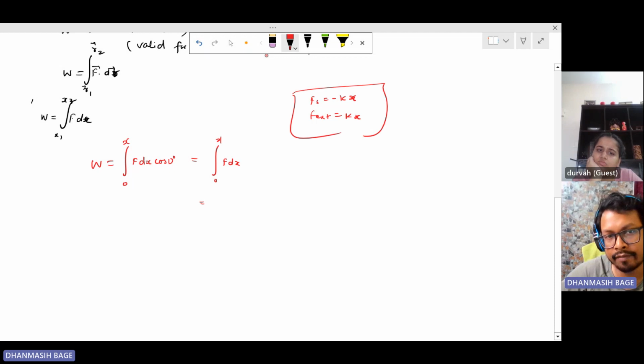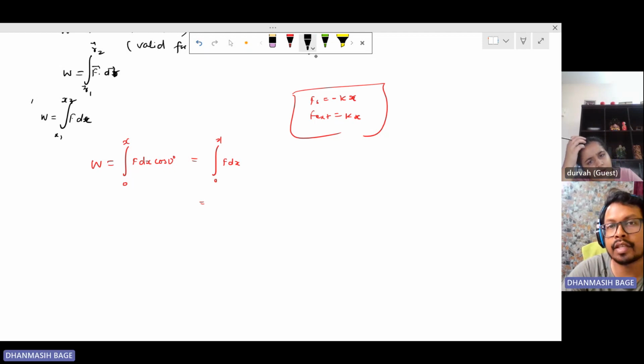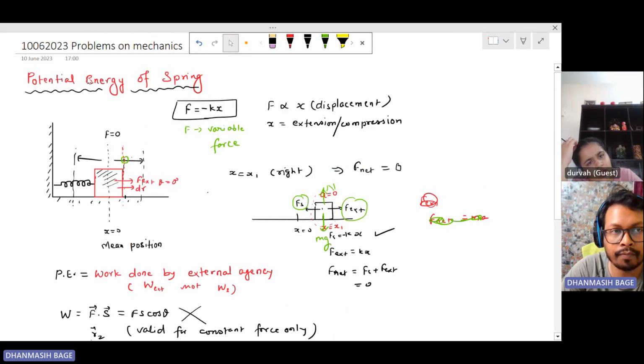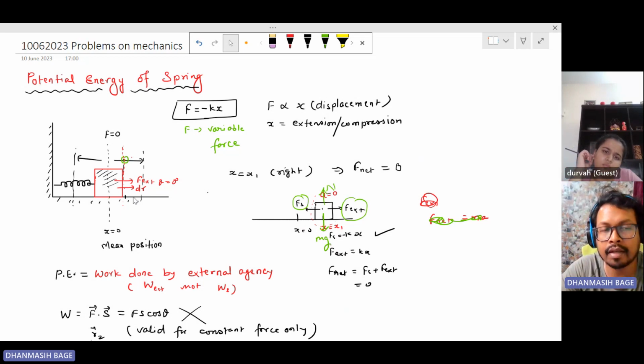And this force is external force. So how is it equal? Because it has to be equal, that is the definition of potential energy. Whenever you're pulling it, when you're doing the work, the external force needs to be the same as this spring force at every instant.